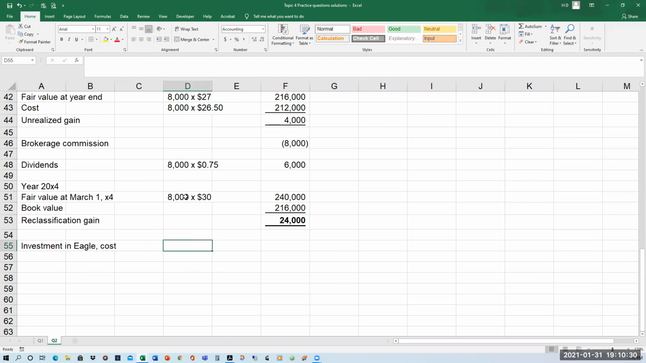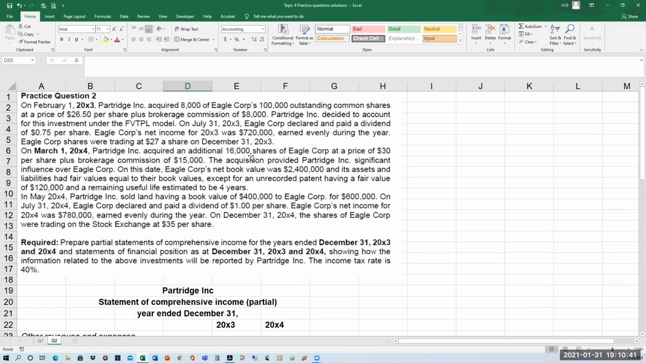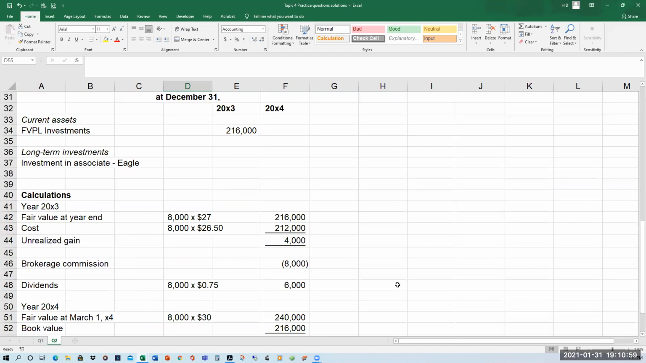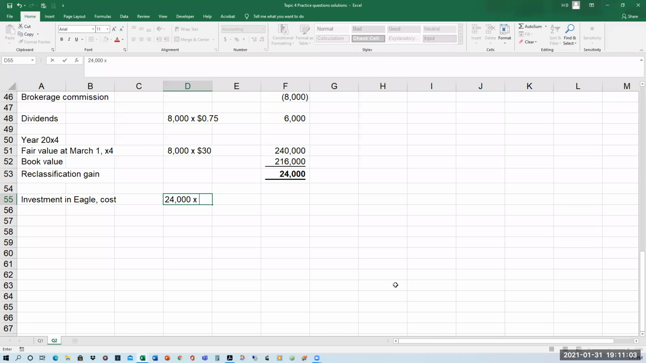The 8,000 shares that we had owned from the past have converted into the investment in associate. They've been reclassified along with 16,000 additional shares. The total number of shares is now 8,000 plus 16,000, 24,000. The price per share is $30. The brokerage commission of $15,000 is capitalized. So we need to add the brokerage commission to the cost of the investment. We're looking at 24,000 shares at $30 plus $15,000 of the brokerage. 24,000 times 30 plus the 15,000. The cost of investment in Eagle is $735,000. That's a good thing to remember.